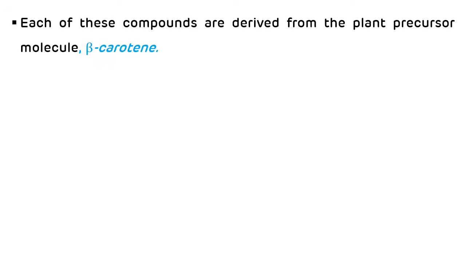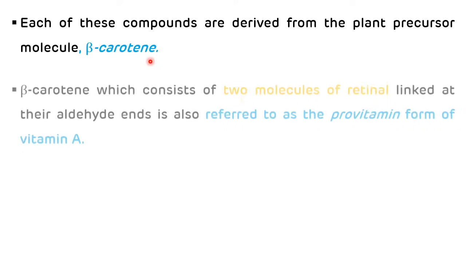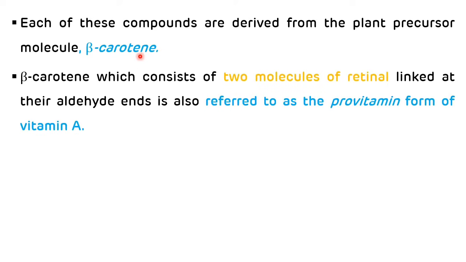Now each of these compounds is derived from the plant precursor which is known as beta carotene. This beta carotene consists of two molecules of retinal linked at their aldehyde end, and it is also referred to as a provitamin form of vitamin A. So this beta carotene is also called a provitamin form of vitamin A.